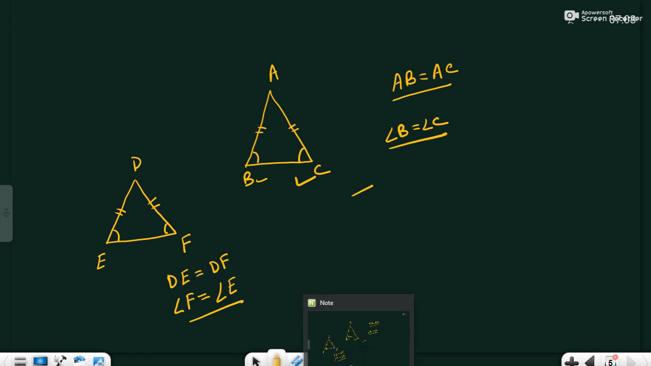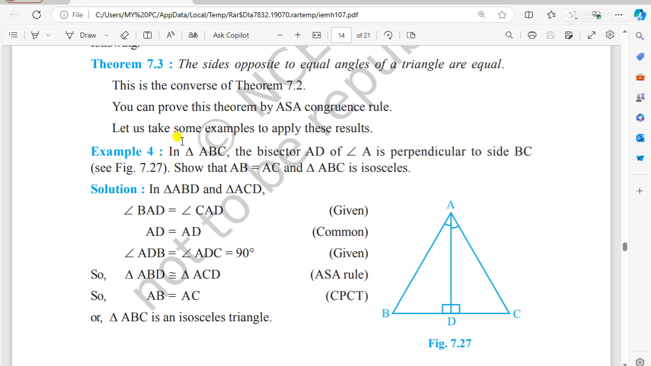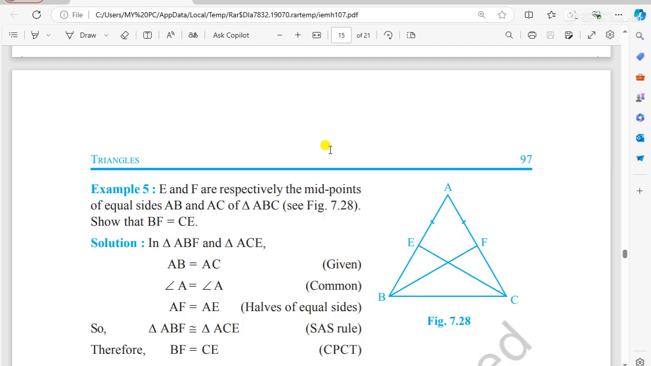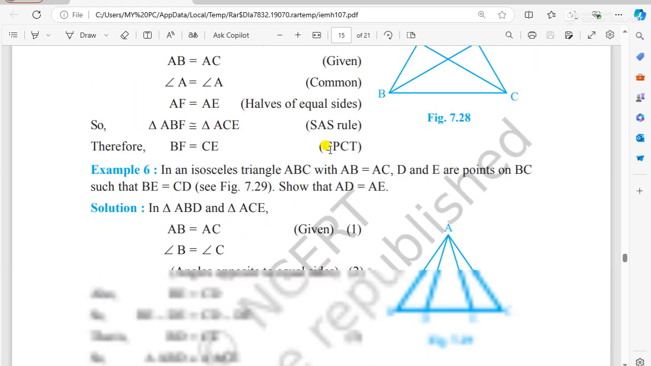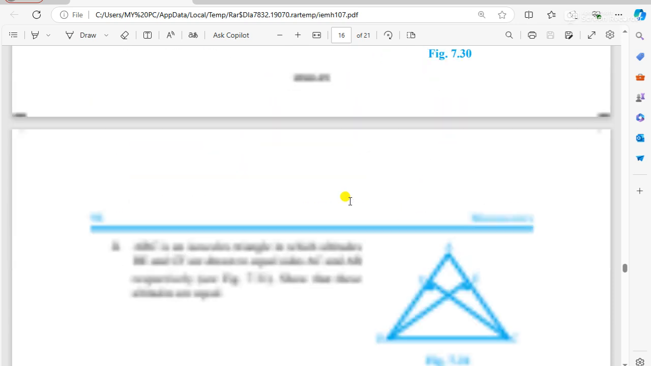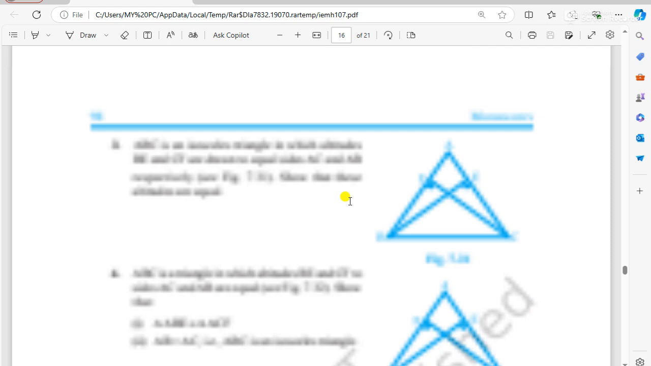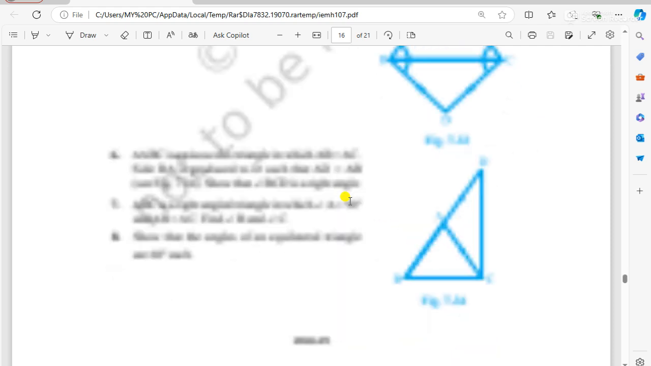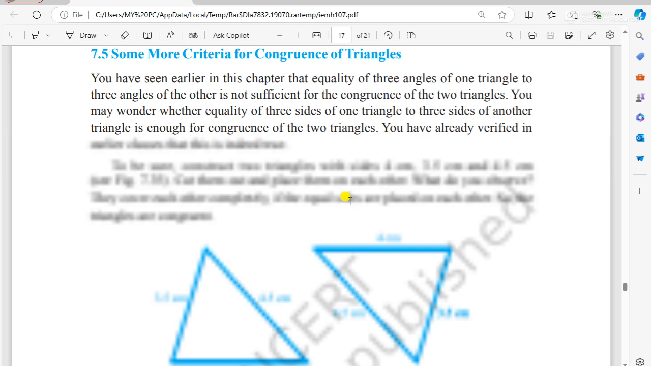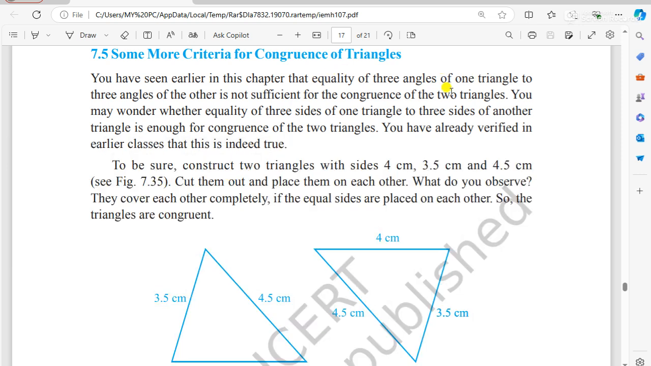Now you see the next phase. We are going to the next phase. That is the converse of theorem 7.2: the sides opposite to equal angles of a triangle are equal, right? Next, this is exercise 7.2, and now we are going to the next phase of this chapter. Some more criteria for congruence of triangles.